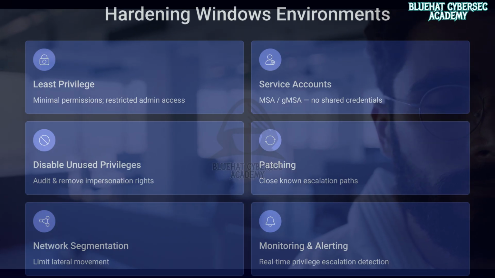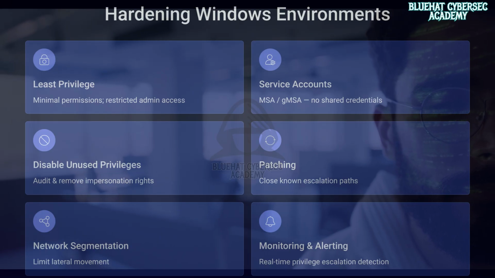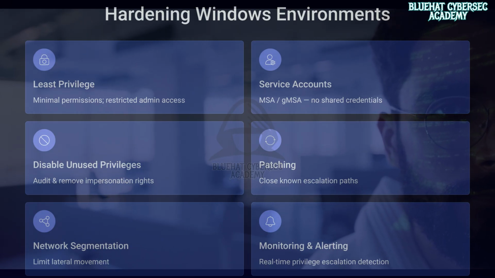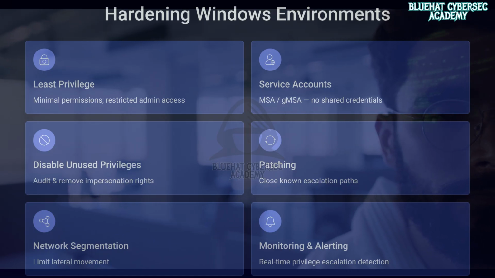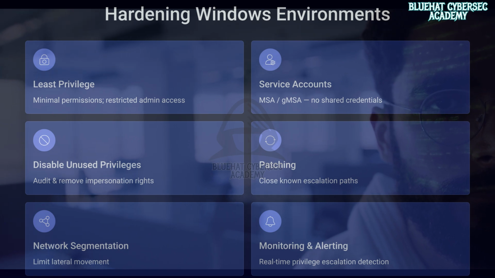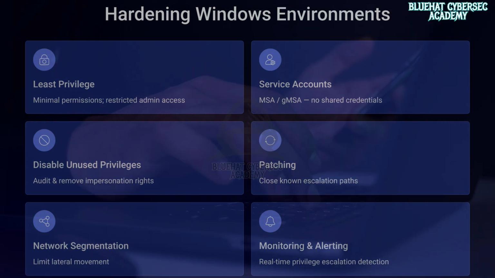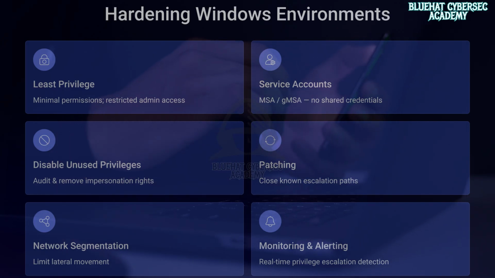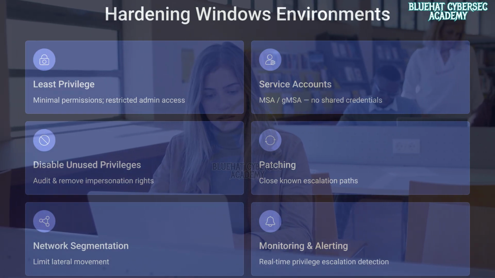Now prevention is where security becomes proactive instead of reactive. Organizations rely heavily on enforcing least privilege, meaning no user or service should have more permissions than absolutely necessary, and administrative access must always be tightly restricted. Service accounts are hardened using managed service accounts or group managed service accounts, removing the risks associated with shared credentials. At the same time, unnecessary privileges are disabled through regular audits, especially sensitive ones like impersonation rights.